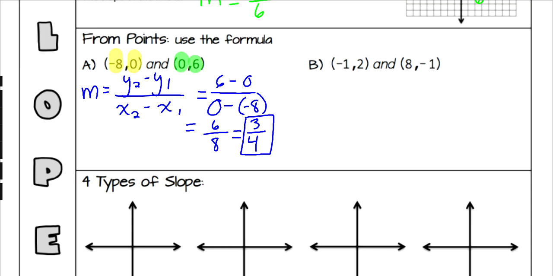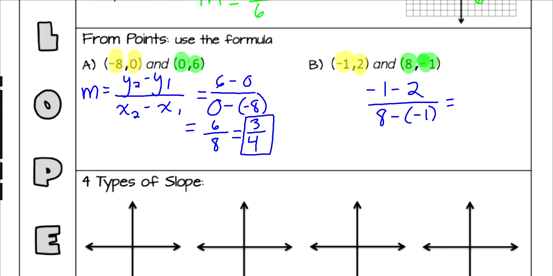So same idea on this second example here. We want to take our second y value, and then we're going to subtract from that our first y value. So in this case, that would look like -1 minus 2 on the top of our fraction. And then our horizontal change on the bottom between the x's. So that would be x2 would be 8, and x1 would be -1. So when I write that in my formula, it would be 8 minus -1.